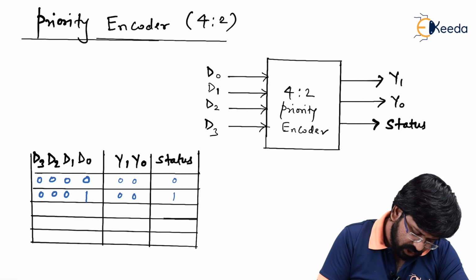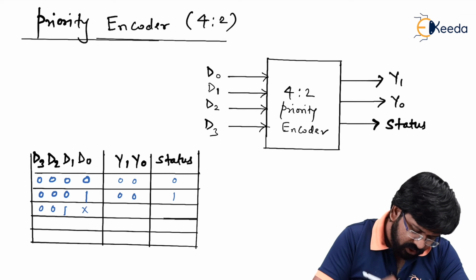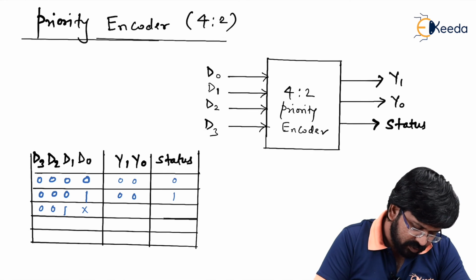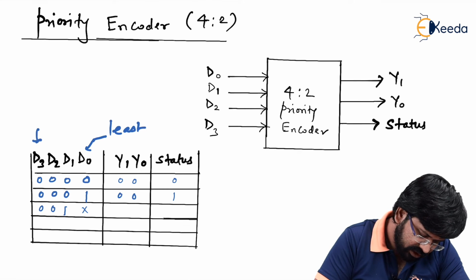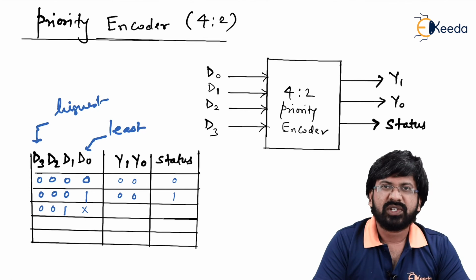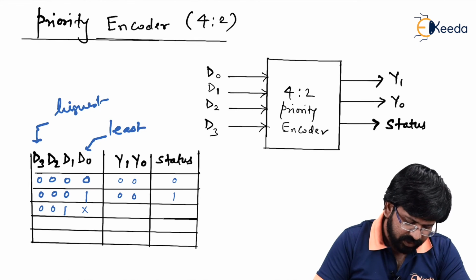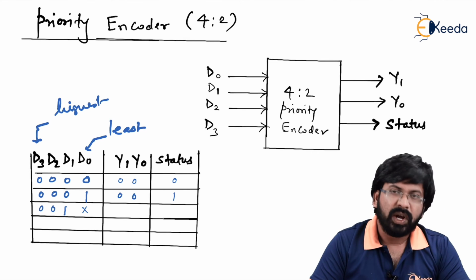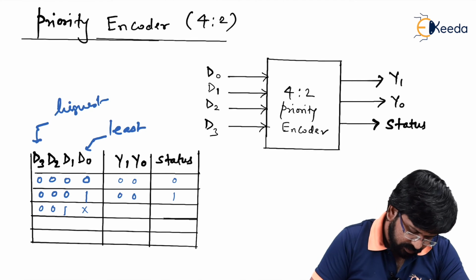Now suppose D1 is equal to 1, then D2 and D3 must be 0. By now D0 becomes don't care. Now what is really happening? Let me tell you, since the name is priority encoder, D0 has the least priority and D3 has the highest priority. D1 and D2 have medium priority, meaning that as compared to D0, more priority is given to D1. D2 has a priority which is more than D1, and D3 is the highest priority input.